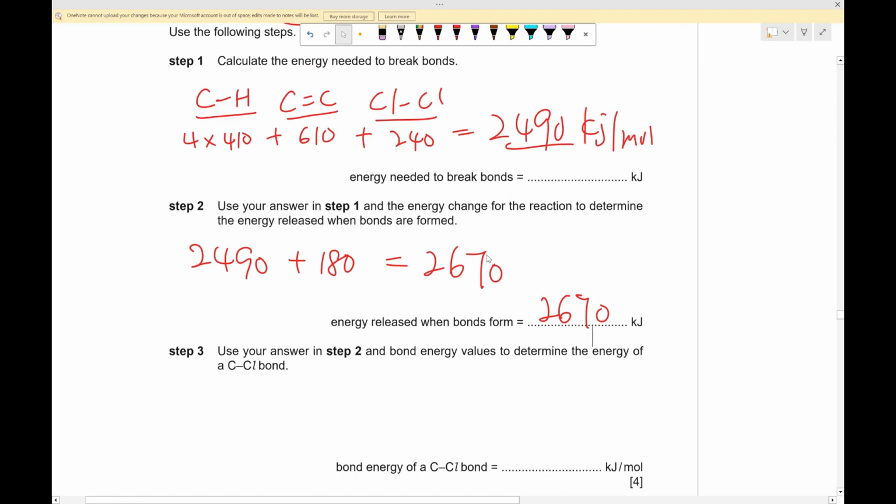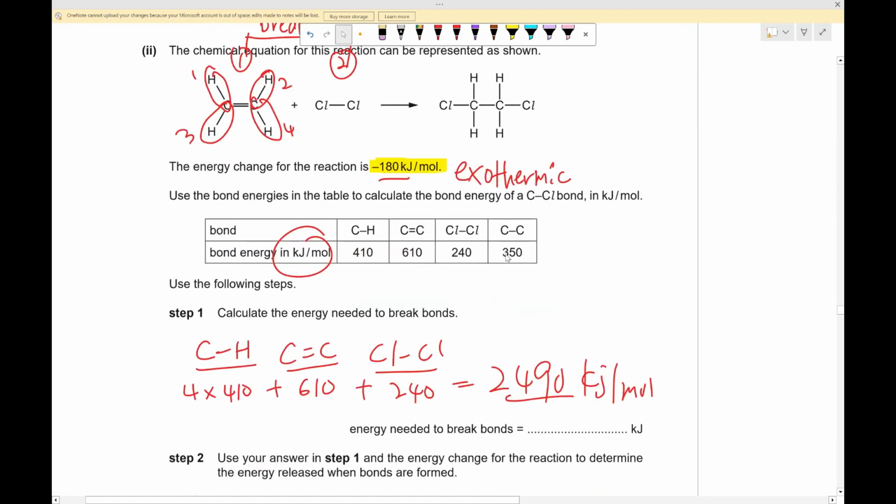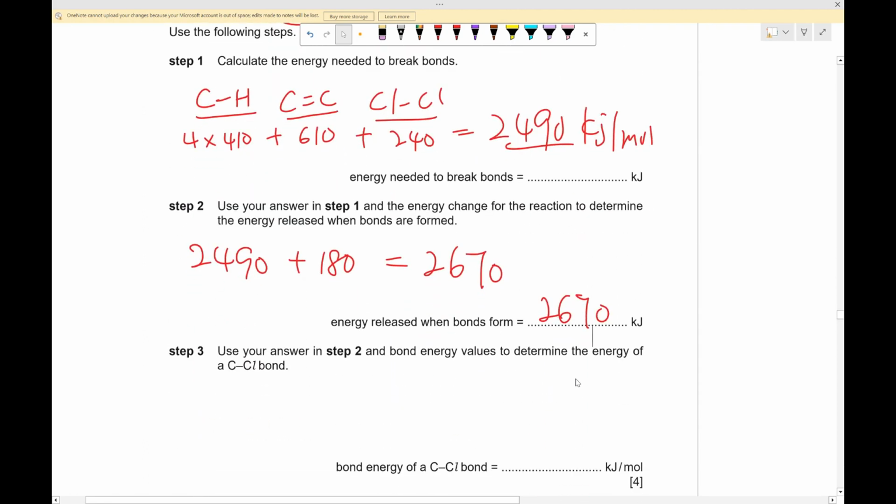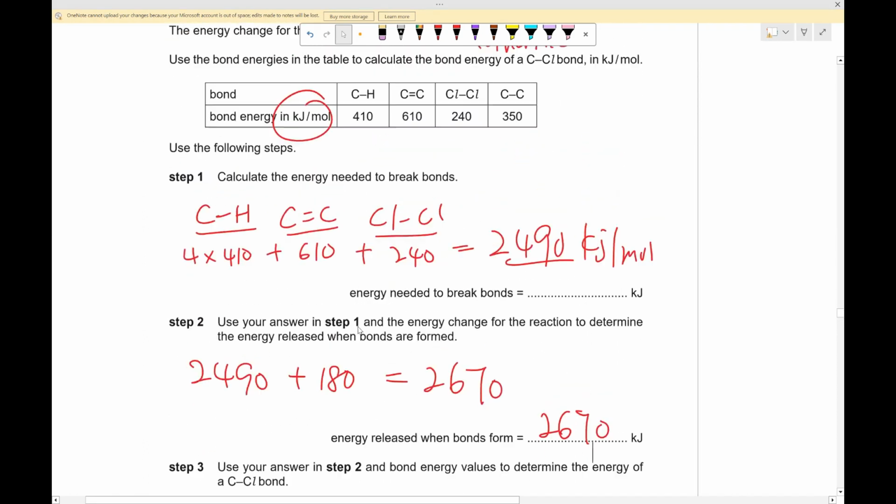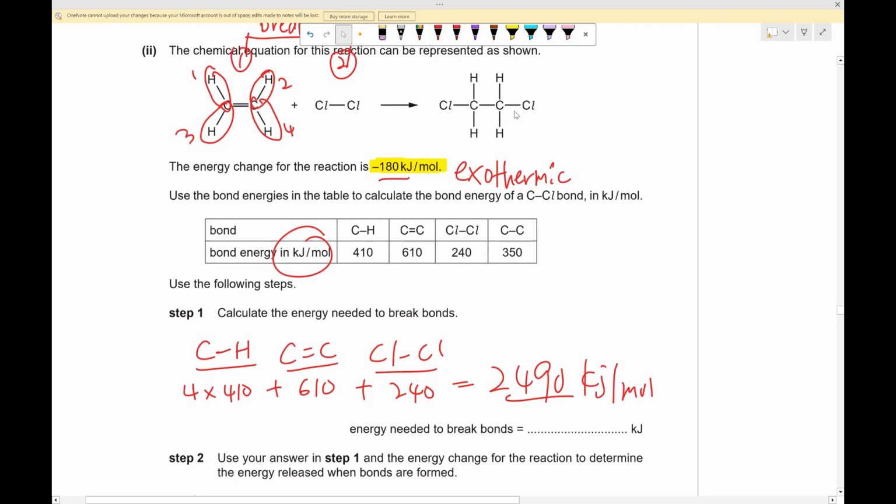So now we need to minus off. Look at the right hand side now, because this is the product, correct? The question asks us to determine the carbon and chlorine, the carbon and chloride bond. So first of all, we need to work out the energy needed for the bonding.